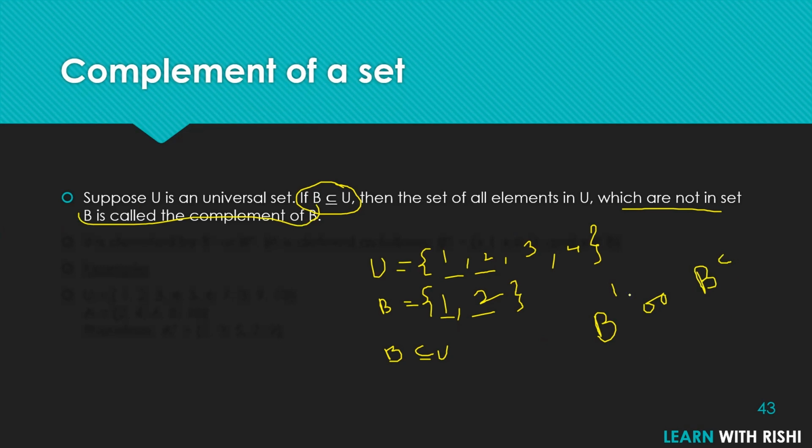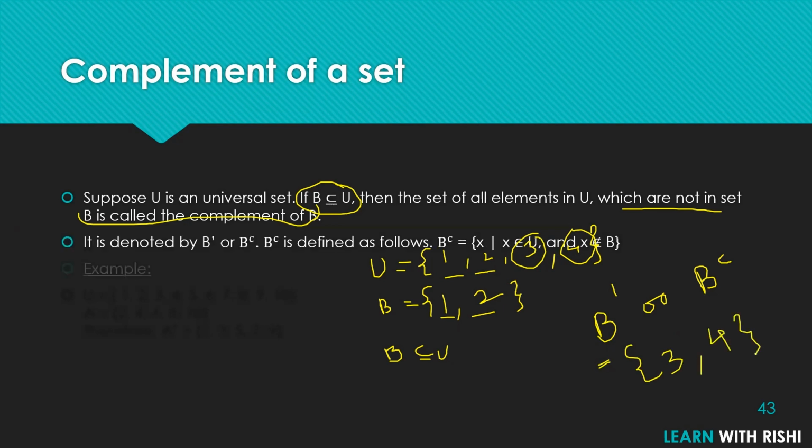Complement means the elements which are there in the universal set but not in set B. Then we'll say that they are the complement of set B. So which are the elements which are not in B? 3 and 4. So these two elements are there in the universal set but not present in set B. So our complement of set B will be {3, 4}. So it is denoted by B dash or B^C.